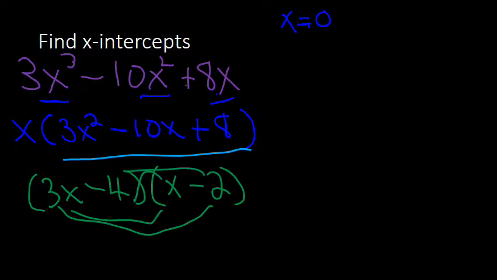And so I've double checked, and I can see that these factors of 3x minus 4 and x minus 2, when I FOIL that back, is going to come to 3x squared minus 10x plus 8. So let's take each of these factors.